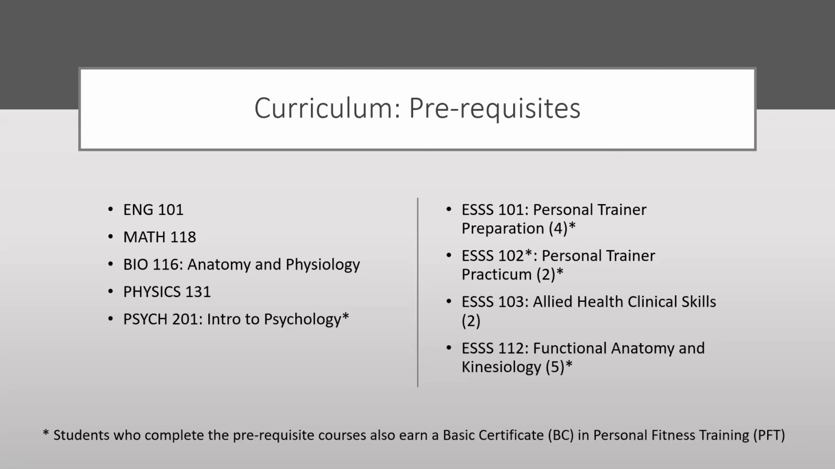And you say we're going to have a certificate after all these courses, right? Just the ones with the asterisks are a part of the personal fitness training certificate. So Psychology 201, and then ESSS 101, 102, and 112.